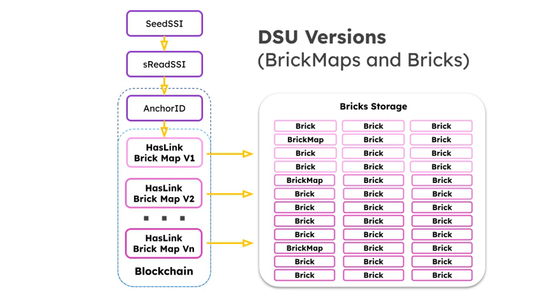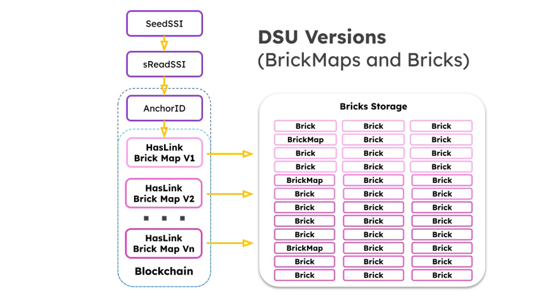These brick maps also include a unique, random encryption key for each brick. A file stored in a DSU may consist of one or multiple bricks. Smaller files might have just one brick, while larger files could be made up of several. Between different versions of DSUs, files that don't change will have the same bricks, leading to storage efficiency. New bricks are created only when there is new data.